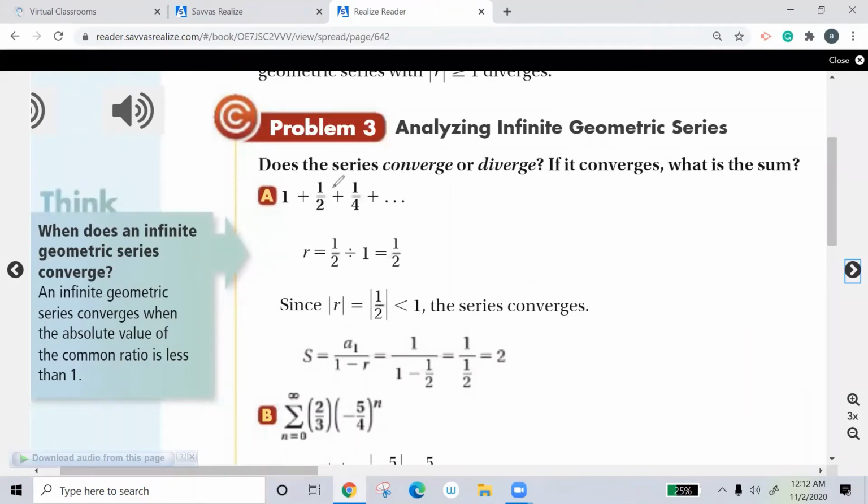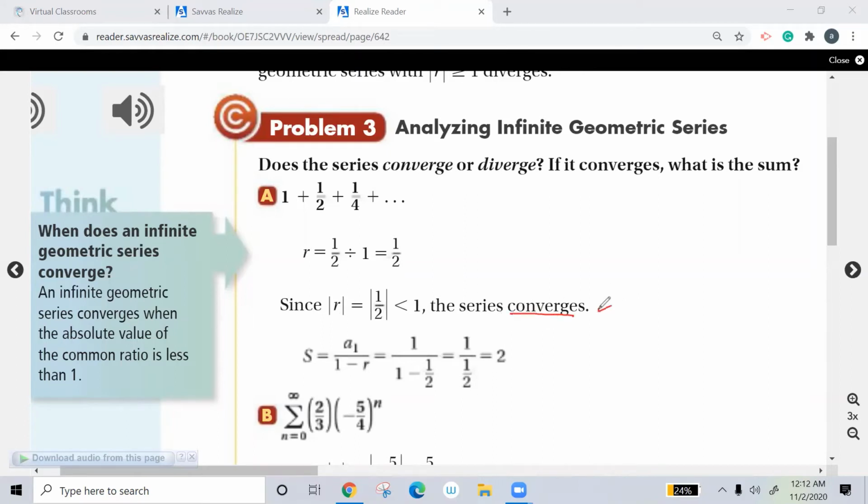1 plus 1 over 2 plus 1 over 4 and so on. Okay, again, the question, does the series converge or diverge? If it converges, what is the sum? Now, how to get the common ratio? Second term over the first term. So 1 over 2 divided by 1 is equal to 1 half. Since the absolute value of r is the absolute value of 1 half, that is 1 over 2, and 1 over 2 is less than 1, it means the series converges.